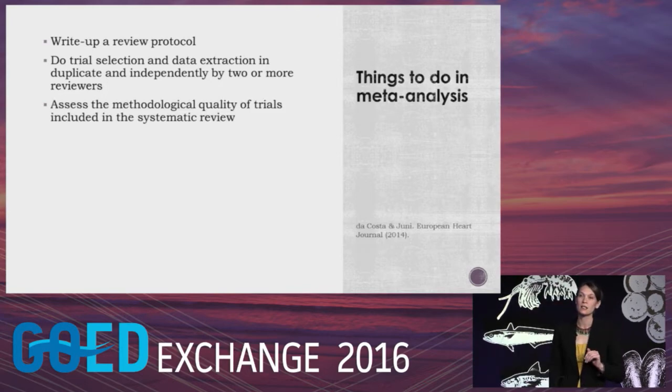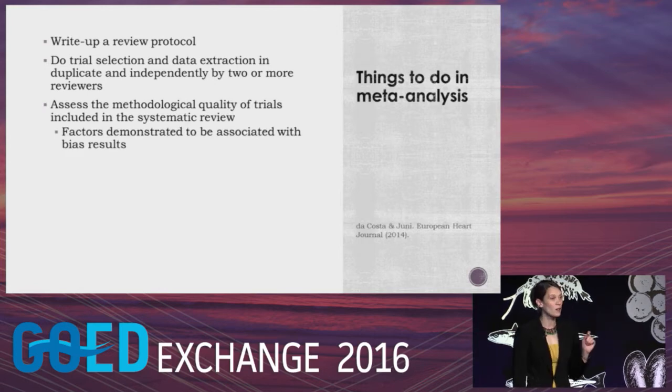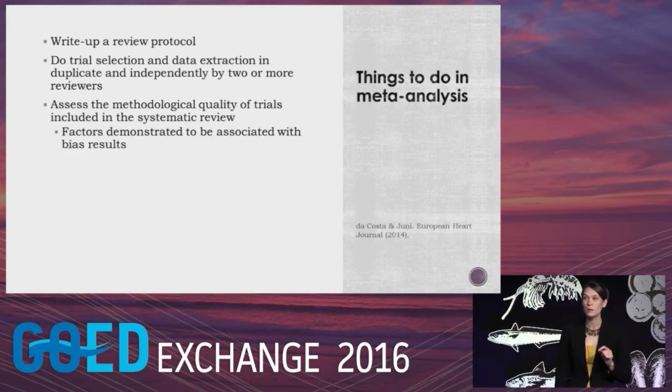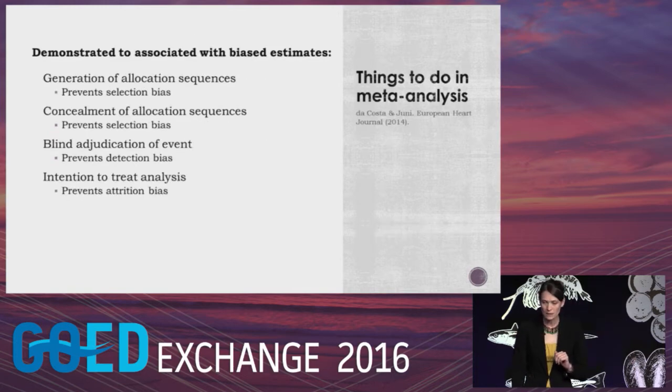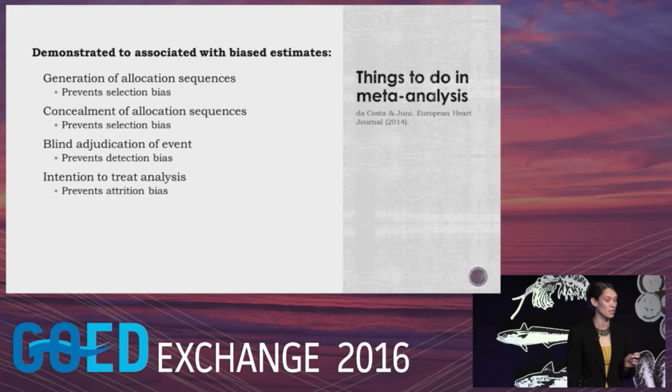Next, we want to see that the authors assessed the methodological quality of the trials included in the systematic review. This is because there are factors that have been demonstrated to be associated with biased results. Not all randomized controlled trials are equal. These factors are listed here. There's 4 of them. Generation of the allocation, randomized allocation sequences, concealment of those randomization sequences, blind assessment of the event.